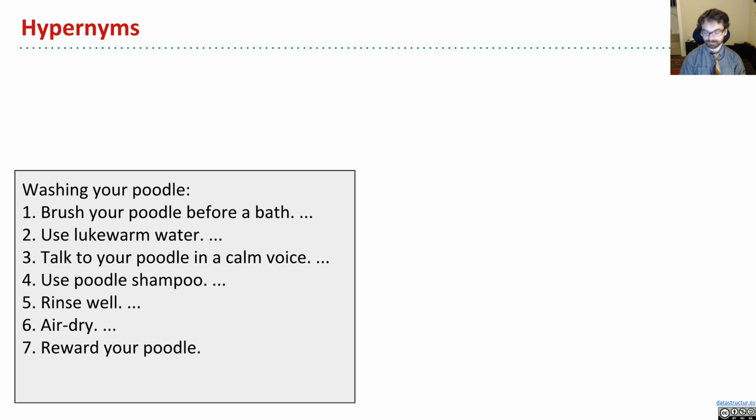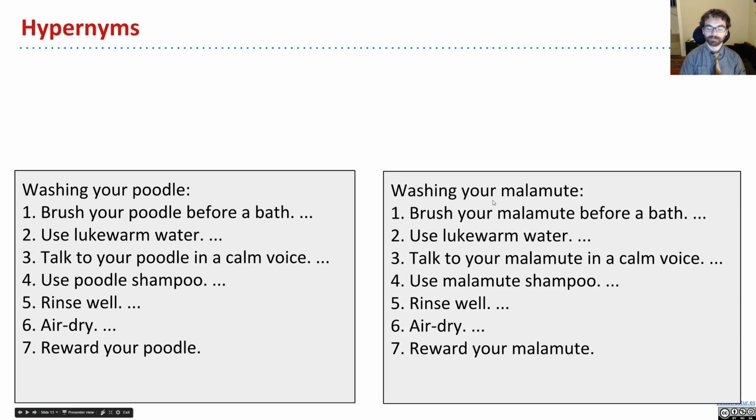Well, imagine you have a different dog, let's say a Malamute. We might say, okay, well, the directions for washing a Malamute are 1, brush your Malamute before a bath. 2, use lukewarm water. 3, talk to your Malamute in a calm voice. 4, use Malamute shampoo. 5, rinse well. 6, air dry. And 7, reward your Malamute.